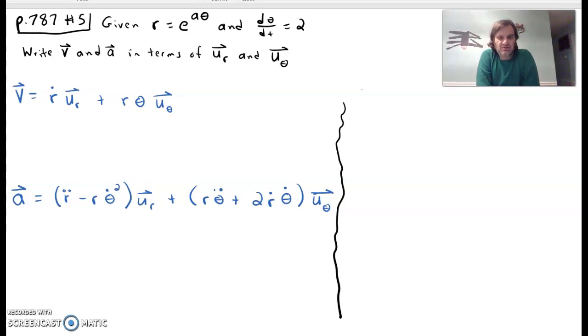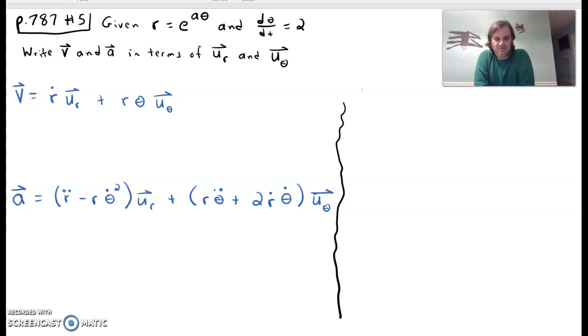We're trying to write vectors in polar form, and more specifically, we're trying to write the velocity and acceleration vectors as combinations of the unit radius and unit theta vector for polar form. So the problem we have here is number 5 on page 787.